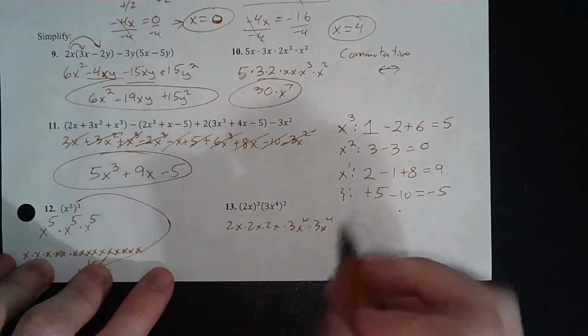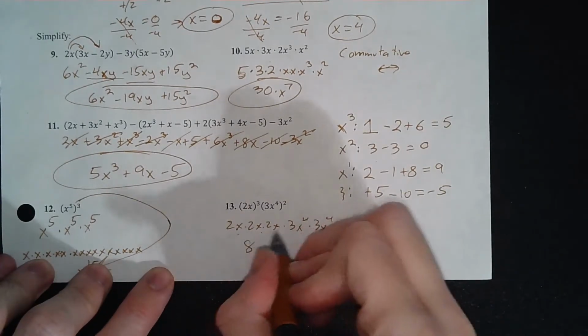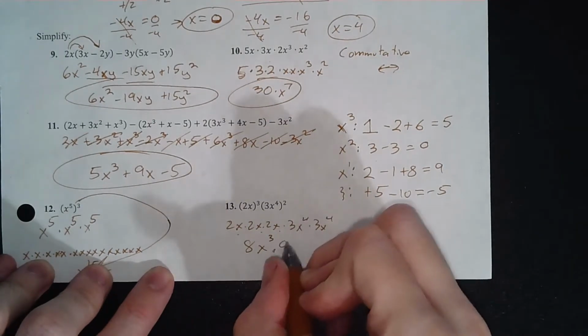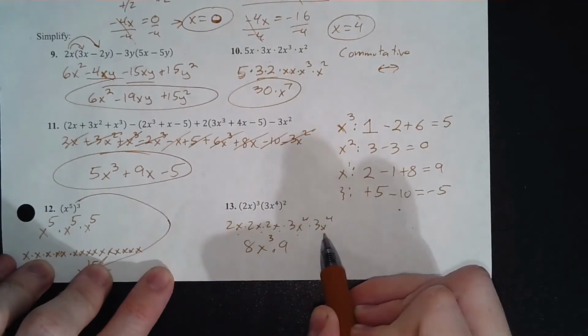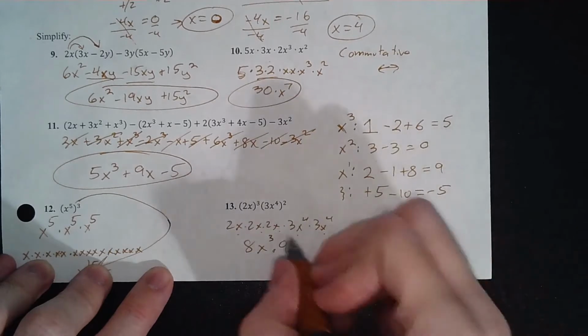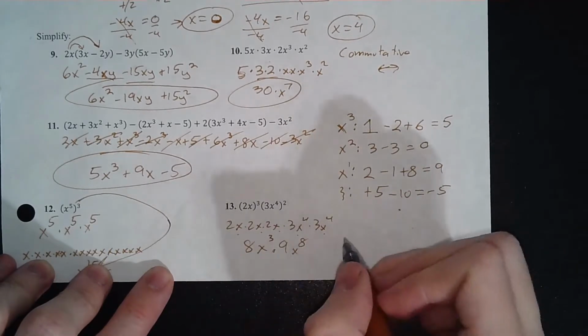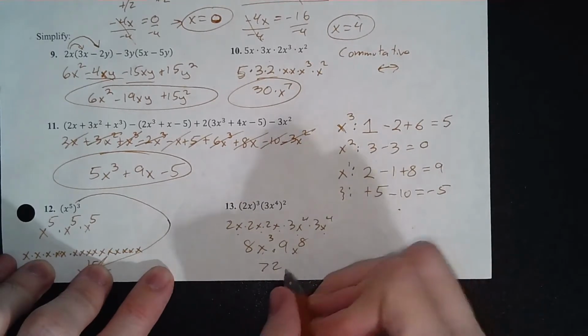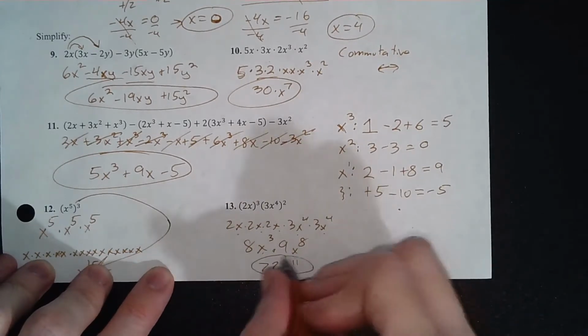And 2 times 2 times 2 is 8. X times x times x is x cubed. 3 times 3 is 9. X to the 4th times x to the 4th. Well, how many x's is that? That's 8 x's. So I can get x to the 8th. 8 times 9 is 72. And x to the 3rd, x to the 8th, that is 11 x's overall.